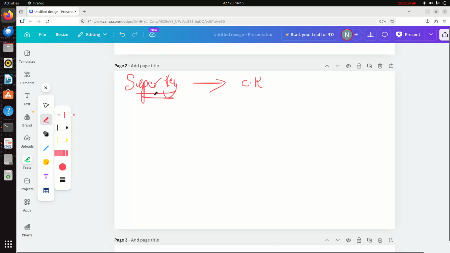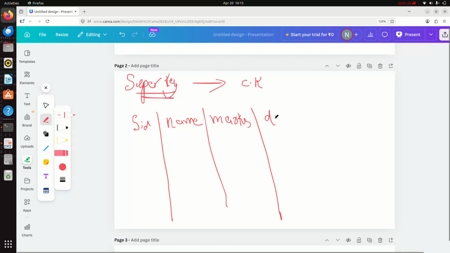That is, we have SID, then we have name. I am considering a table example. SID, name, marks, department, course. These are the different attributes here. This is just a table example. Now let us write some data, 1, 2, 3, 4, 5, in each of them.